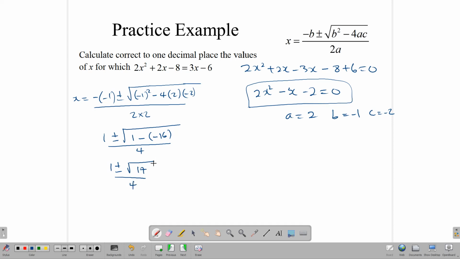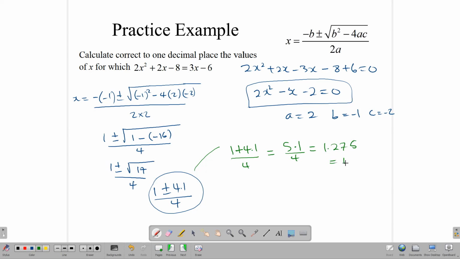Now once we have this, we just need to plug it into our calculator to find the square root of 17. And the square root of 17 is 4.1. So we're going to have 1 plus or minus 4.1 over 4. And this is going to give us our two results. So let's have them as 1 plus 4.1 divided by 4. That gives us 5.1 over 4. And let's quickly divide that out. 5.1 divided by 4 gives us 1.275, which we will round off as 1.3, since we want one decimal place.